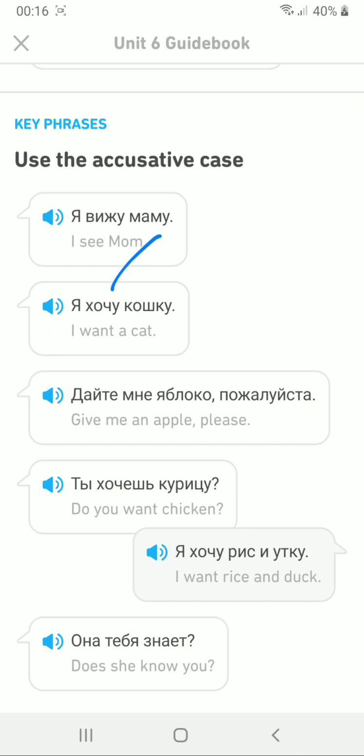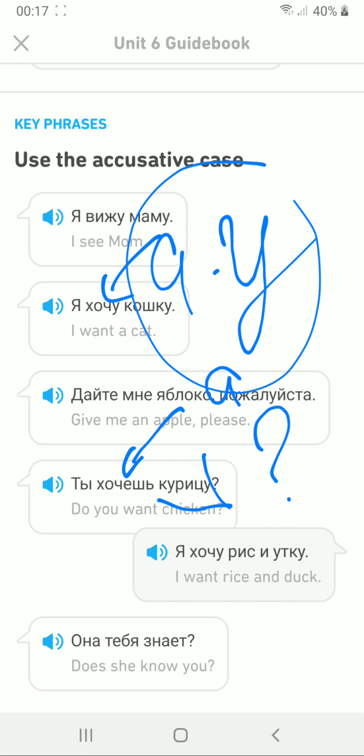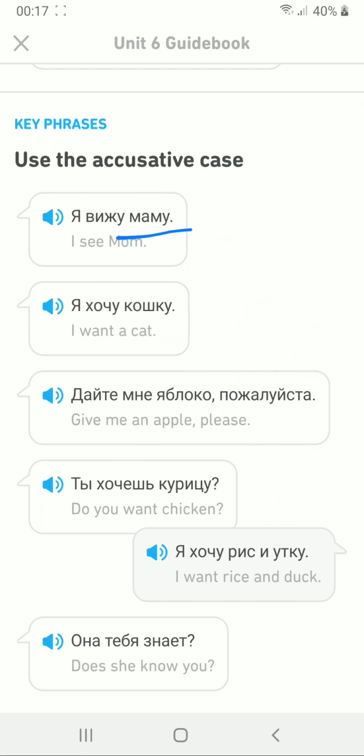We have seen the verb want here. Я хочу, now ты хочешь курицу. It's a question. Курица, so курица with an A here instead of the U. So the A becomes U. We have seen this. Мама, маму, кочка, кочку, and now курица, курицу. Я хочу рис и утку. Утка, утку. There was an A here also. We have put the U. So, я хочу, I want рис, it's rice, and утку. So, it seems that this яблоко just stays the way it is. And rice also just stays the way it is in accusative.